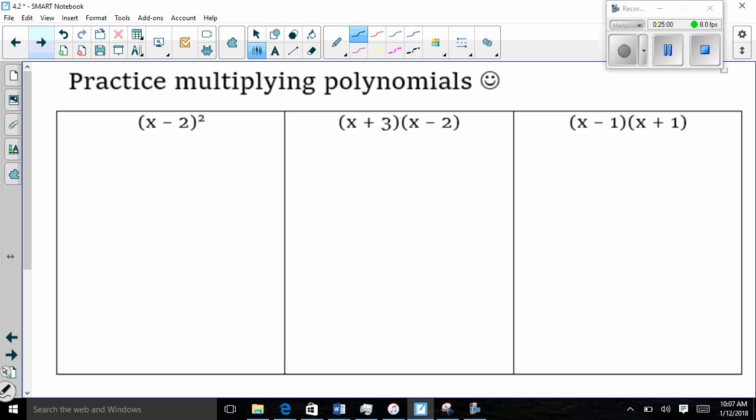5 squared. Don't look at my board. 5 squared. 25. How'd you get that? 5 times stuff, right? 5 times 5. So square each one of these.